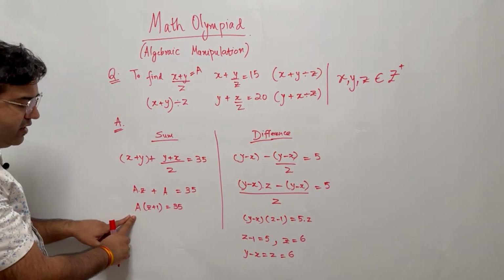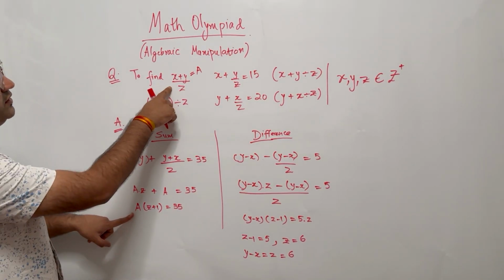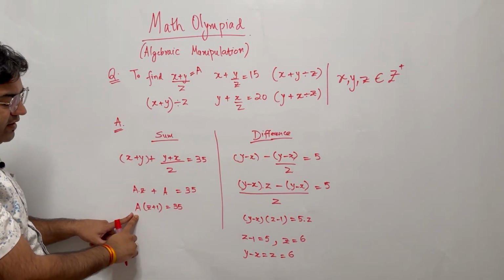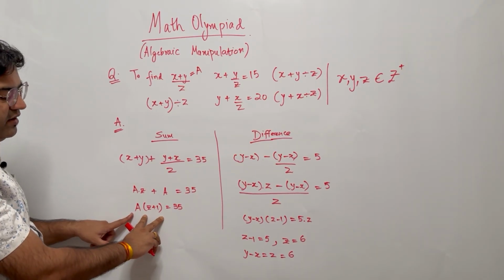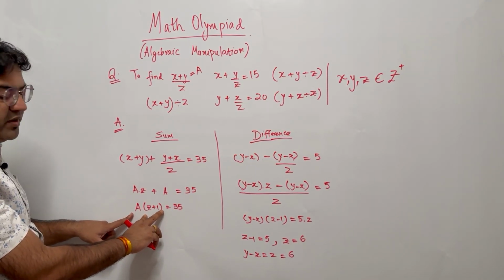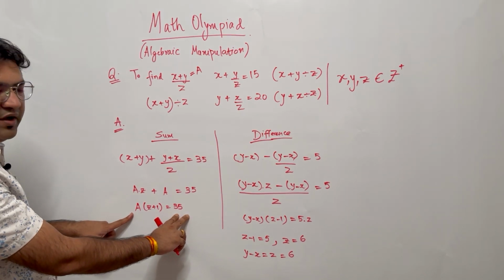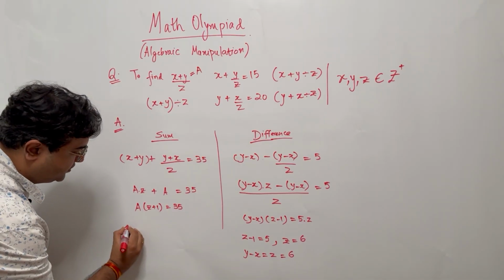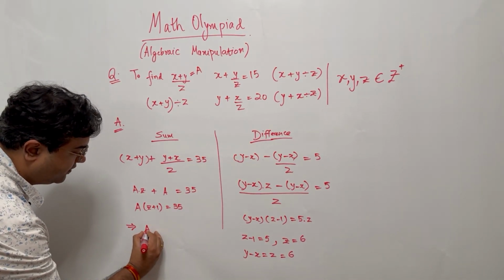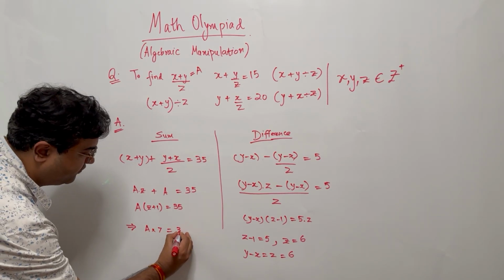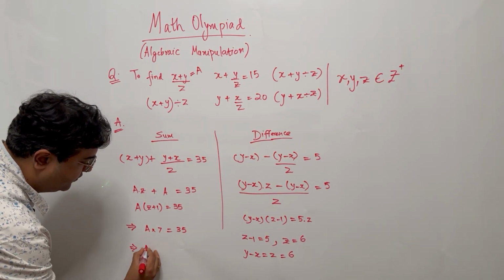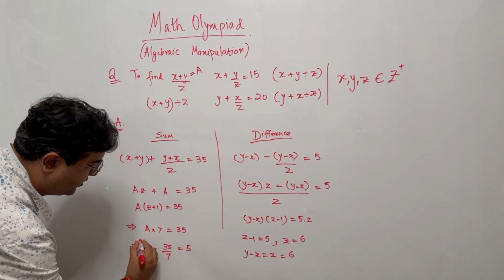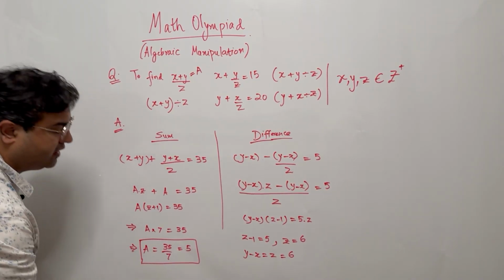But let's look here. We want to calculate the value of this, which we have denoted as a. So now a is multiplied by an integer, z + 1, and that is equal to 35. z we already know is 6. So effectively it will become a times 7 is 35. So the answer will be a is equal to 35 by 7, which is 5. So this is our answer.